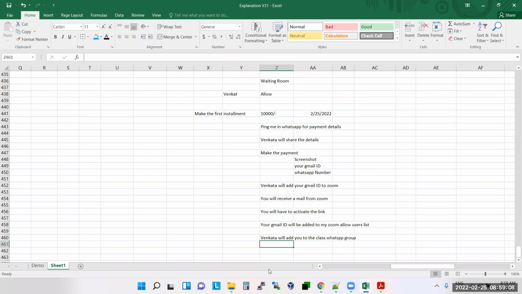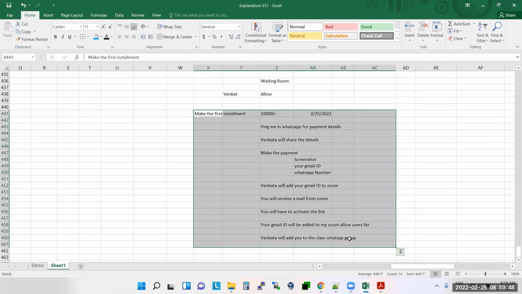So this is the process, guys. Make the payment, send me the screenshot, Gmail ID and WhatsApp number. I will add your Gmail ID to Zoom, and Zoom will send the activation link, and you activate your link. I will send all the instructions on how to activate the link. Then your Gmail ID will be added to my users list. Whoever is in the users list, only they can join the classes from tomorrow. The rest of the people cannot join. Once you make the payment, you are giving the WhatsApp number, right? I'll add your WhatsApp number to the class group also.